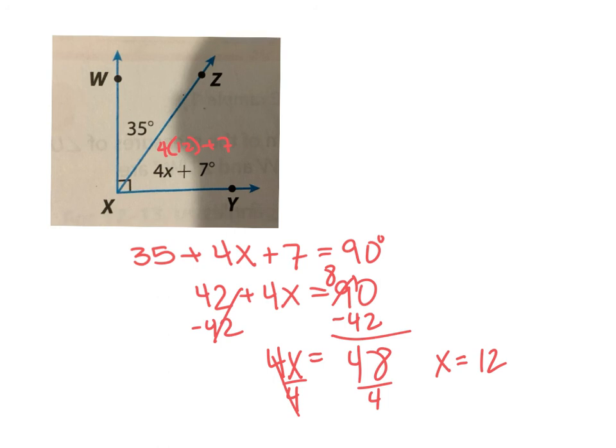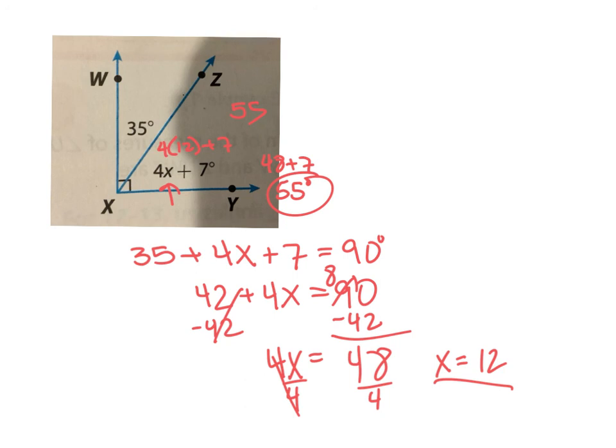So this is really 4 times 12 plus 7. And of course, 4 times 12 is going to give us 48 plus 7. And 48 plus 7 is going to be 55. And so what I know now is that I've discovered what x is, and I plugged it in for that, I went ahead and solved for that. I find out this angle YXZ is 55 degrees. ZXW, we already knew was 35. It should, added together, be 90 degrees, and it is.